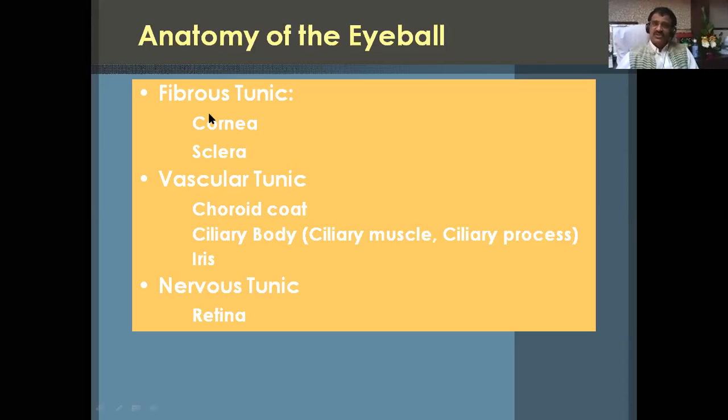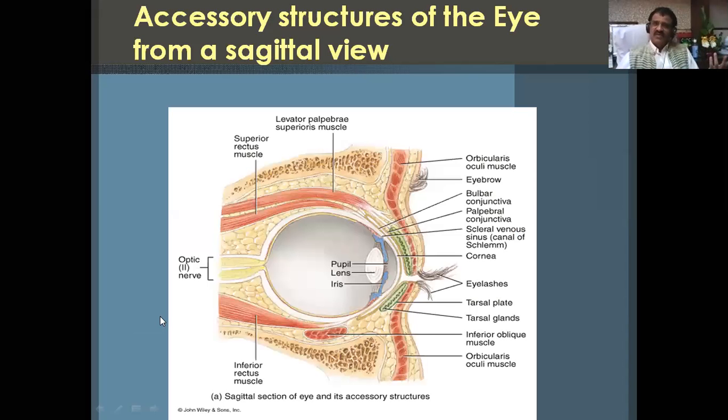The fibrous coat consists of cornea and sclera, and the vascular coat consists of choroid, ciliary body, and iris. The ciliary body has ciliary muscle and ciliary process. And the innermost one, you can see, is the nervous tunic or tunica nervosa, which consists of retina. Now we'll try to study these different structures one by one.